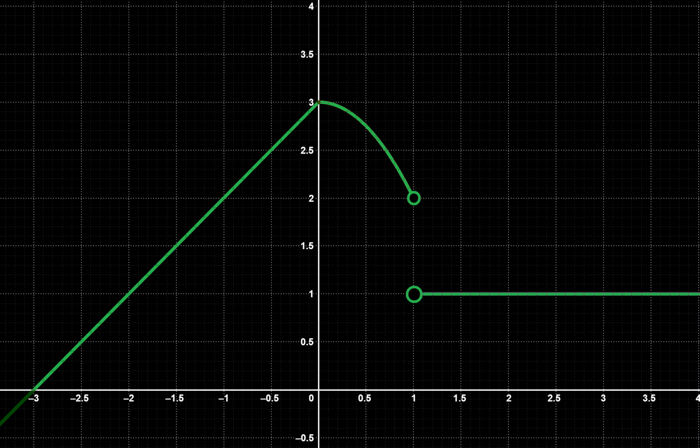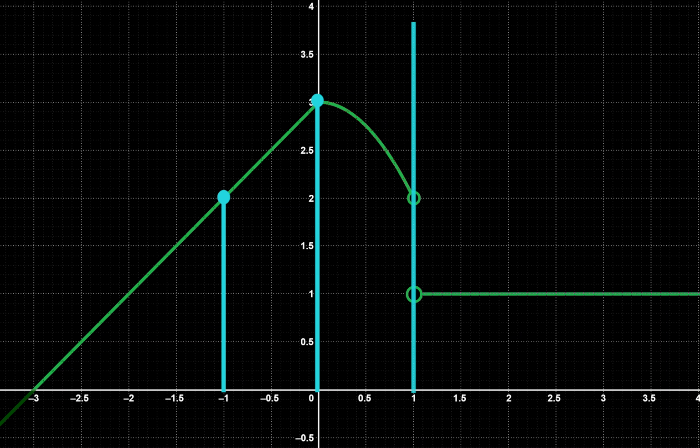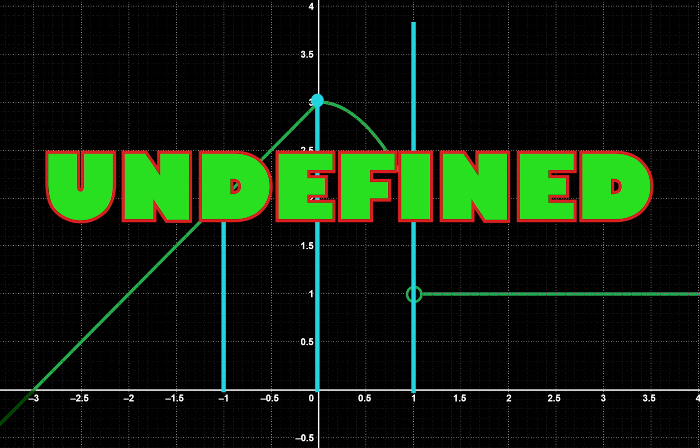What is the value of the function when x equals -1? It's 2. What is the value of the function when x equals 0? It would be 3. Now, what is the value of this function when x equals 1? Notice how my line just goes through both holes of this function and doesn't hit any point. Therefore, we say the output is undefined.